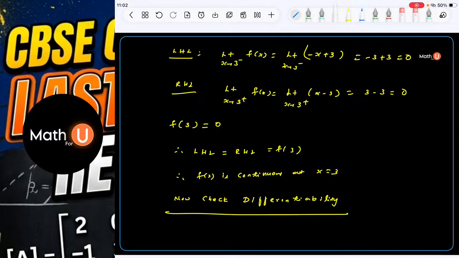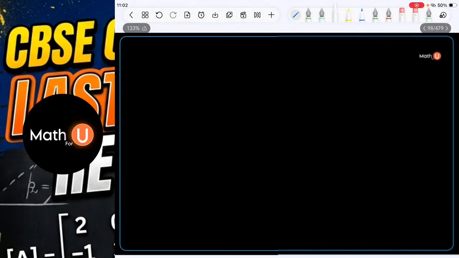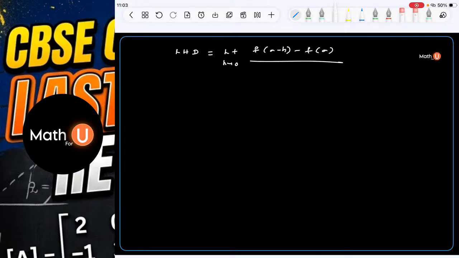Okay, how to check differentiability? What is the formula for differentiability? See, first the left hand derivative formula. Left hand derivative is limit h tends to 0, f of a minus h minus f of a, by minus h. This is the formula. Limit h tends to 0, f of, at what point are we checking? 3 minus h minus f of 3 by minus h.